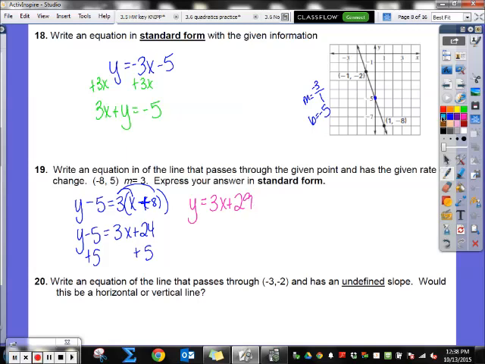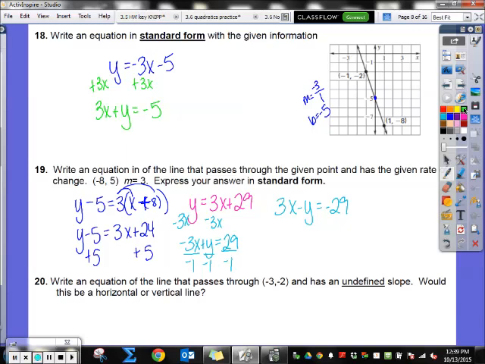And once you're in this form, your next step to go to standard is always to move over your x term. So I'm going to minus 3x on both sides. So negative 3x plus y equals 29. You can't have a negative in the front, so you can either multiply or divide every term by negative 1. And that's going to change all your signs. So 3x minus y equals negative 29 would be your answer in standard form.